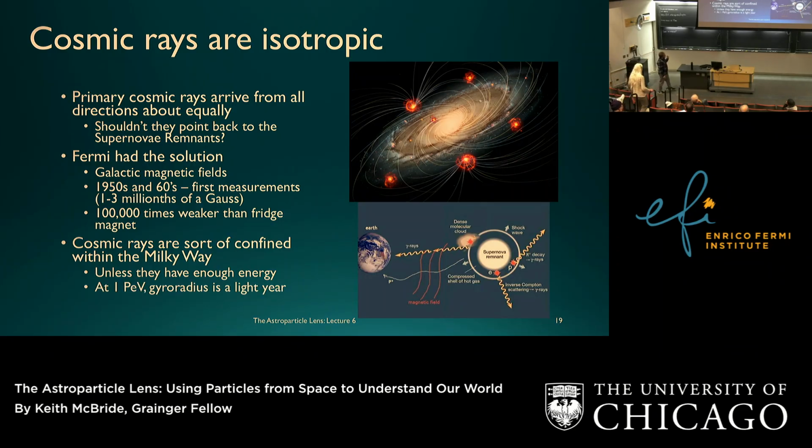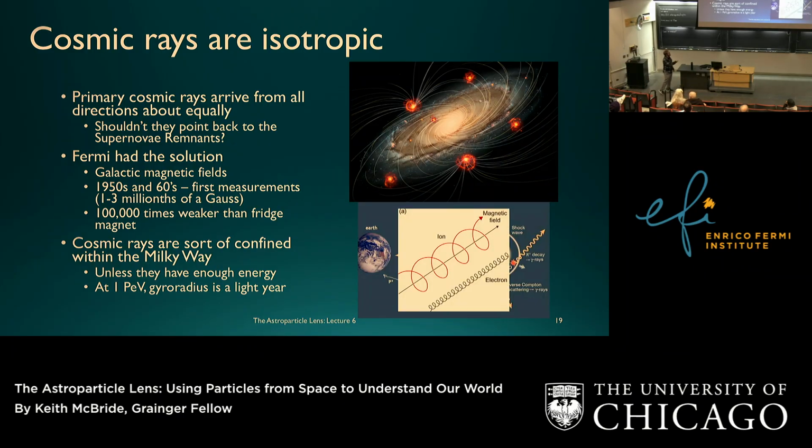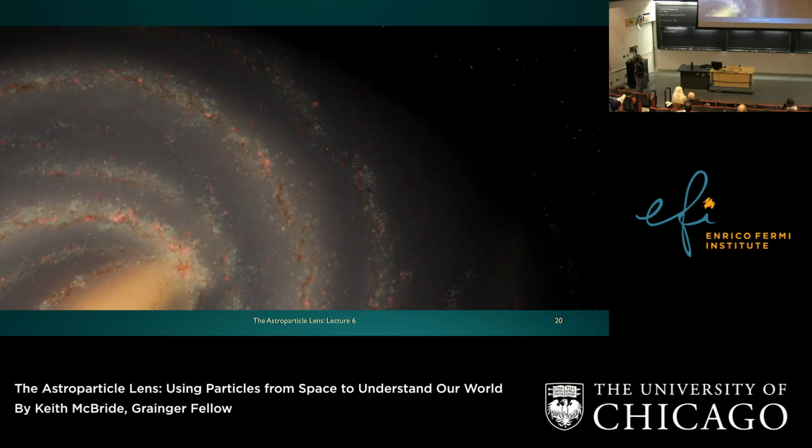Just to compare, if you had a PeV, a peta-electron volt cosmic ray, which is 1,000,000 times that giga-electron volt scale, its gyro radius is 1 light year. What does that mean? If you have a magnetic field going this way, your cosmic ray charged particle nucleus is an ion, and it's going to bend in a circular pattern with a radius of about a light year. But the Milky Way itself is 20,000 light years across, and probably at least 5 to 10,000 light years thick. So cosmic rays are basically confined to the Milky Way.